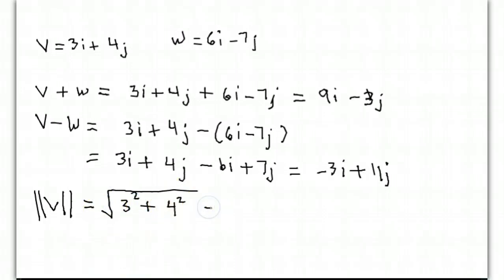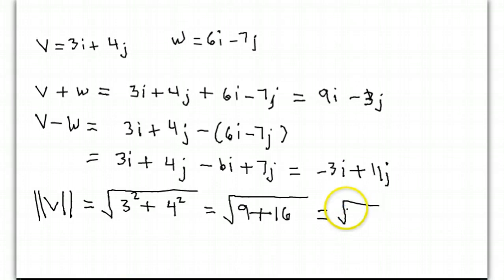So what you're going to end up having is the square root of 9 plus 16. And the square root of 9 plus 16 is equal to the square root of 25, which comes out to 5. So the magnitude of the vector v is 5.